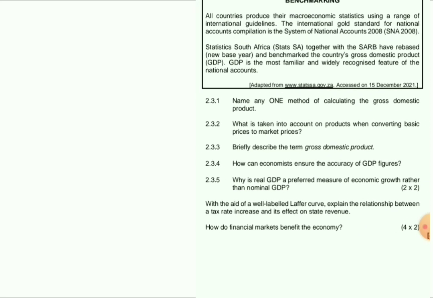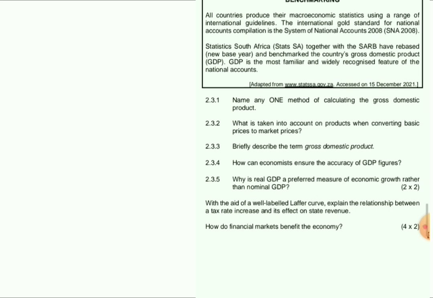Name any one method of calculating the gross domestic product. One method, obviously, is the production method, or many of you will say the expenditure method. That's right, also the expenditure method, and also I think the income method.